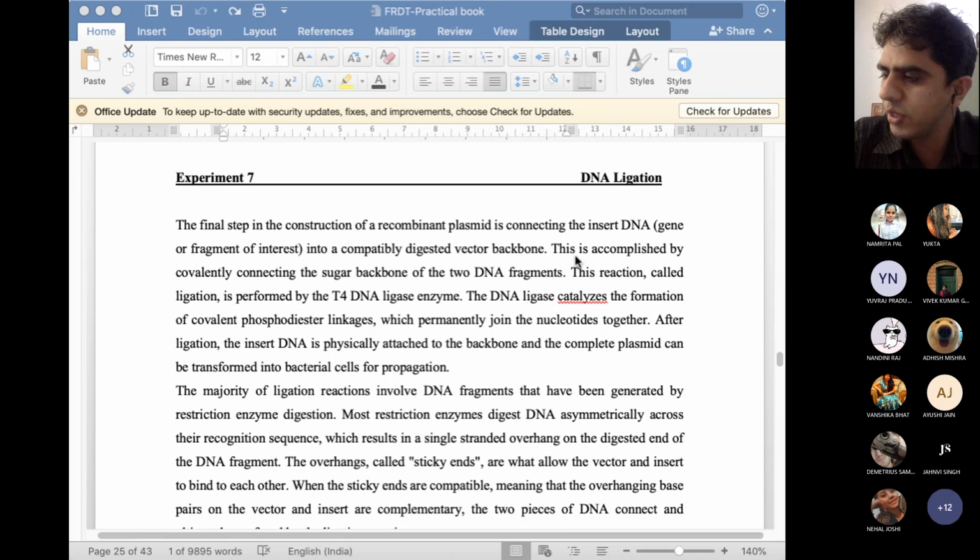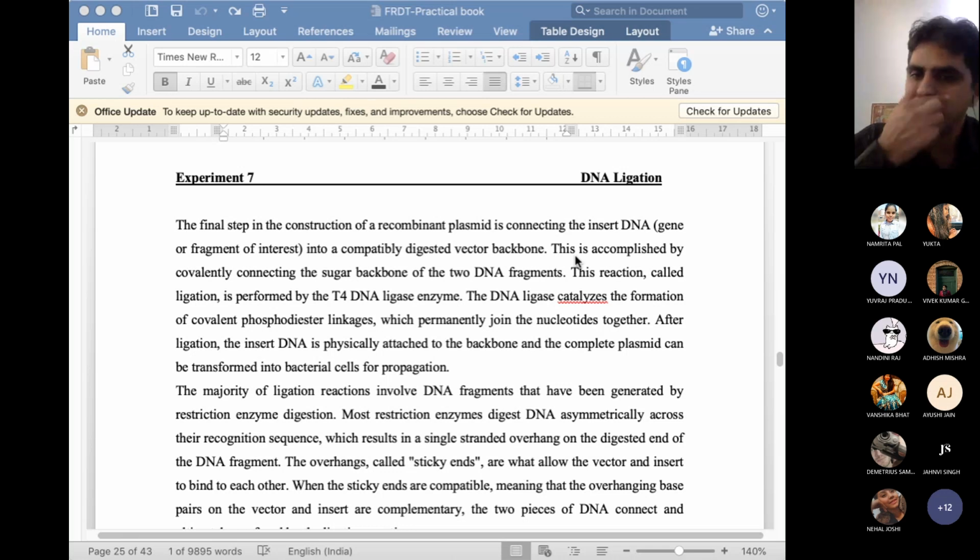Before transformation, you need some cells also, the host cells, to make them competent for the transformation. So these are the steps that we are referring to, the whole laboratory process that I'm describing. All of this is part of molecular cloning. So what is molecular cloning?